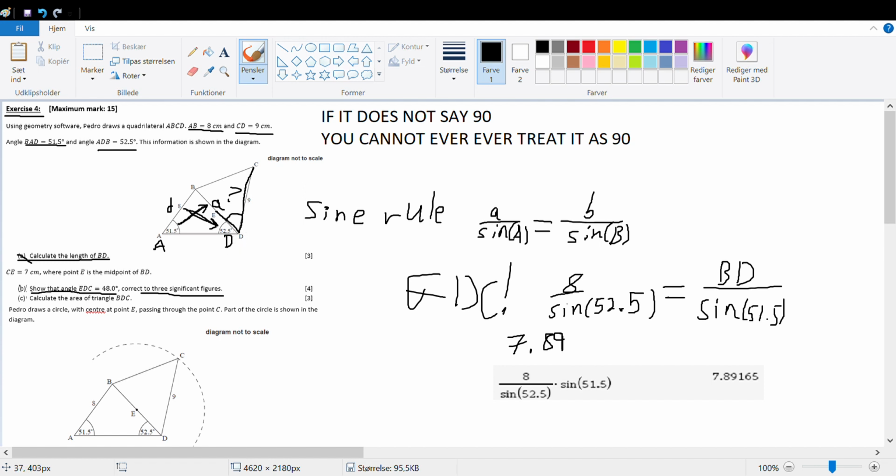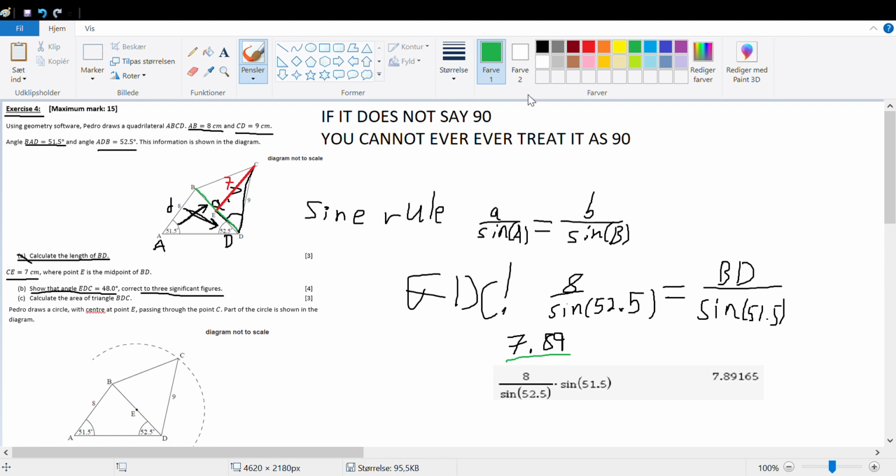Well, we were just told that CE is equal to 7 centimeters. So up here, I'm going to draw another line, but I'm going to have to draw it with red because I'm running out of black space here. If I draw this line, this is supposedly equal to 7. So I've got a line 7. And then meanwhile, over here, I've got this one, which has halved BD. But we already found out that the whole line, which I'll do in green, that was 7.89, correct to 3 significant figures.